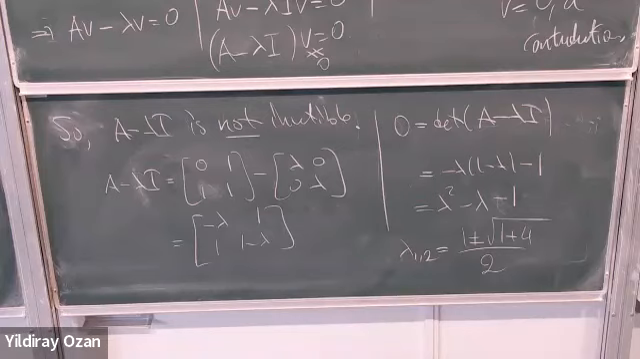The scalar lambda is called the corresponding eigenvalue. So, eigenvalues and eigenvectors come in pairs. This is an eigenvector. This is the corresponding eigenvalue. So that A times this vector is lambda times this. Okay.